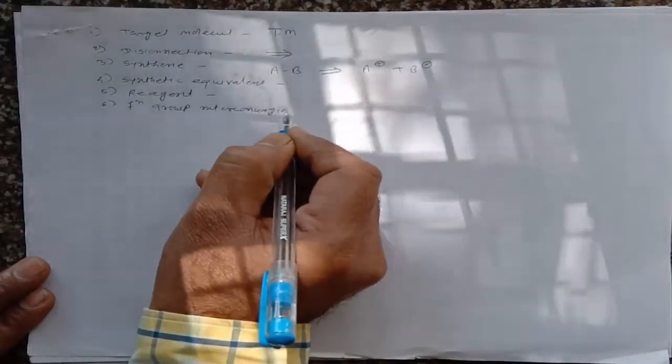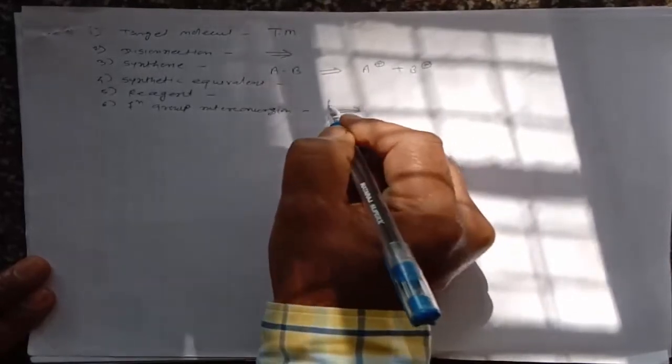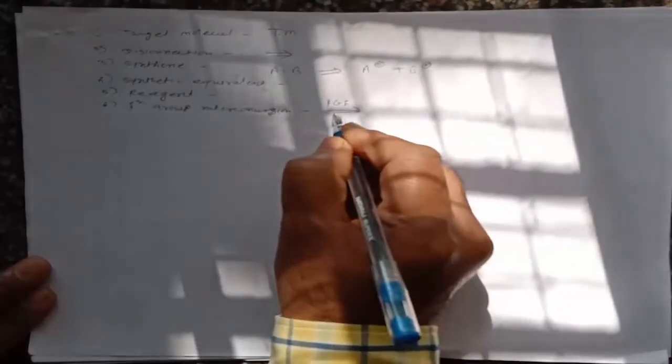And we also discussed a term called functional group interconversion. Functional group interconversion is the operation of converting one functional group into another so that disconnection becomes possible. It is also a reverse of a chemical reaction and is denoted by FGI on a double-headed arrow. So these are the terms which were already discussed in the previous lecture.